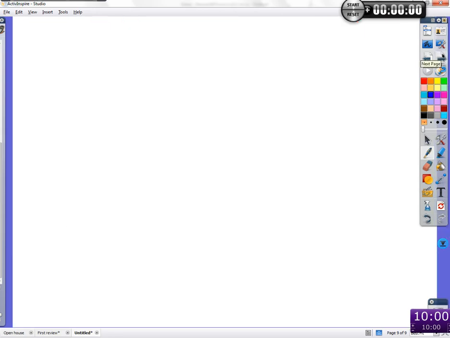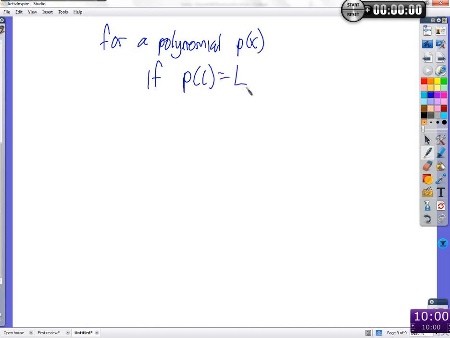Okay? So, for a polynomial P of x, if P of c equals L, let's just say it this way. For the limit as x approaches c of P of x, how will we find that limit? Plug in c for x. Plug in c for x, because that's the nice thing about polynomials: if you find a point on the graph of the polynomial, nothing weird is going to happen.